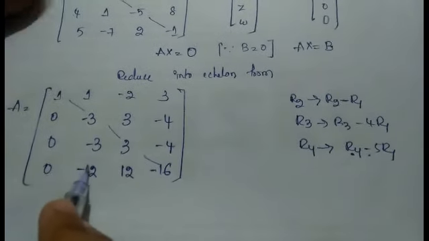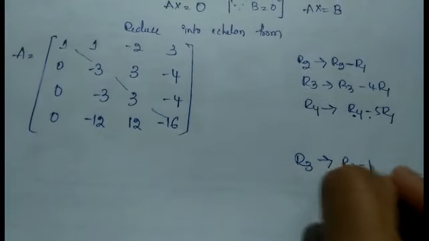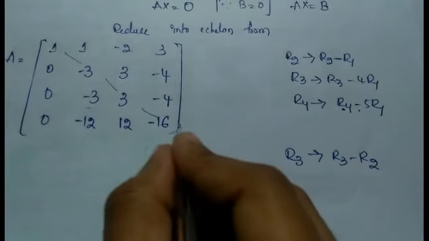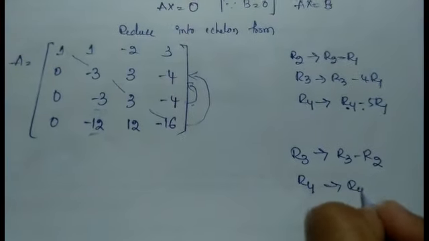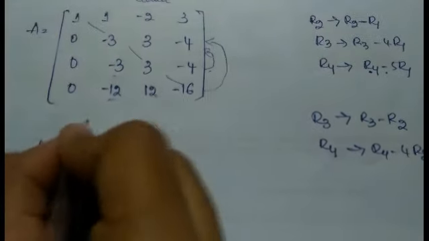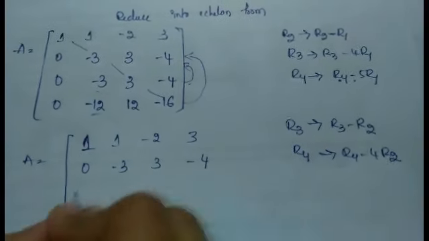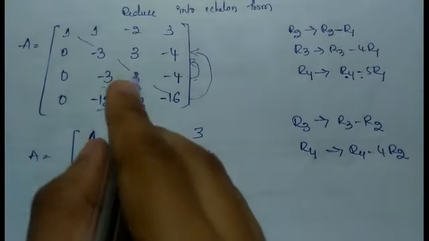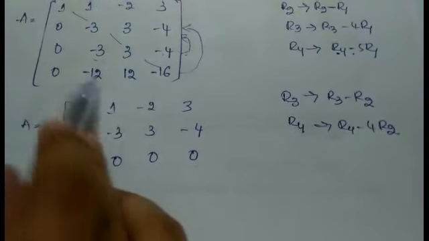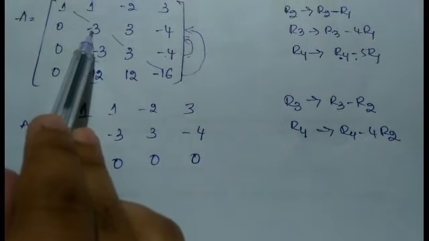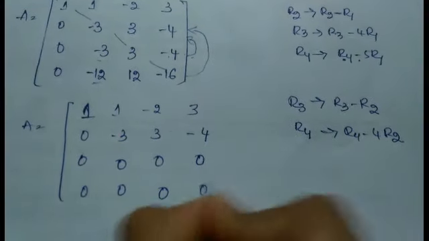Now we have to make these two elements 0 first. Applying the row operation with R2, R3 becomes R3 minus R2 to make this element 0, and R4 becomes R4 minus 4R2 to make this element 0. Then the matrix becomes 1, 1, minus 2, 3; 0, minus 3, 3, minus 4; 0, minus 3 minus of minus 3 is 0, 3 minus 3 is 0, minus 4 minus of minus 4 is 0; and here minus 12 minus 4 into minus 3 is 0, 12 minus 4 into 3 is 0, minus 16 minus 4 of minus 4 is 0.